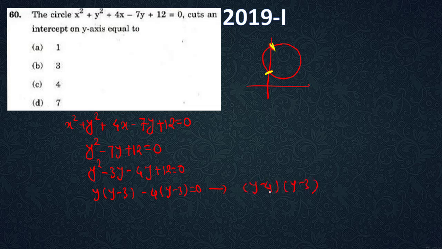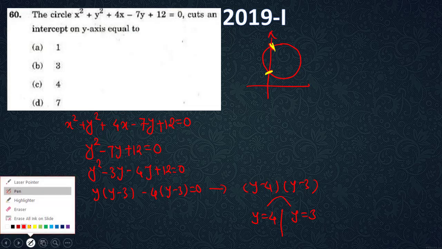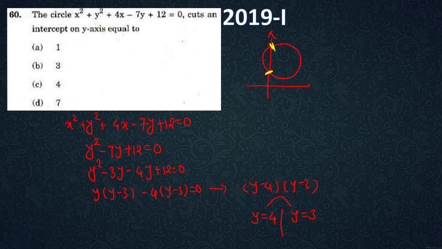So what do you think? What are the values of y? y is either equal to 4 or y is equal to 3. And what is the value of x we have taken? It is 0, of course, because it is on the y-axis. So what are the coordinates of these intersection points? This point is 0 comma 4, and this point is 0 comma 3.